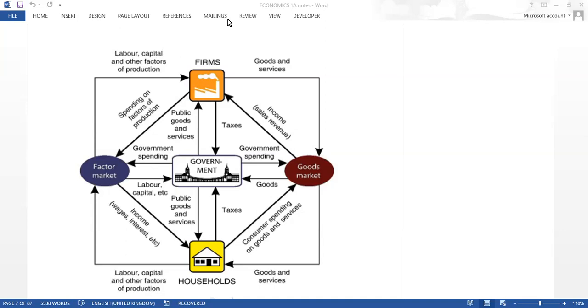All right, thank you. Welcome to Microeconomics, where we are dealing with the subject of economics, but on a micro level. So now looking at microeconomics, we are looking at economics from an individual perspective within an economy.